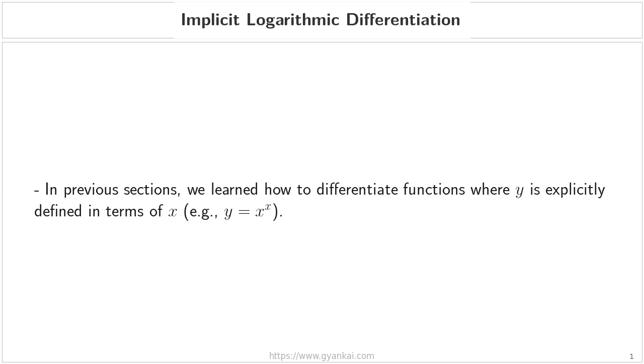To start, let's recall what we have covered in our previous sections. Up until now, we have learned how to differentiate functions where y is explicitly defined in terms of x. A classic example of this would be a function such as y equals x to the power of x, where y is already isolated on one side of the equation.